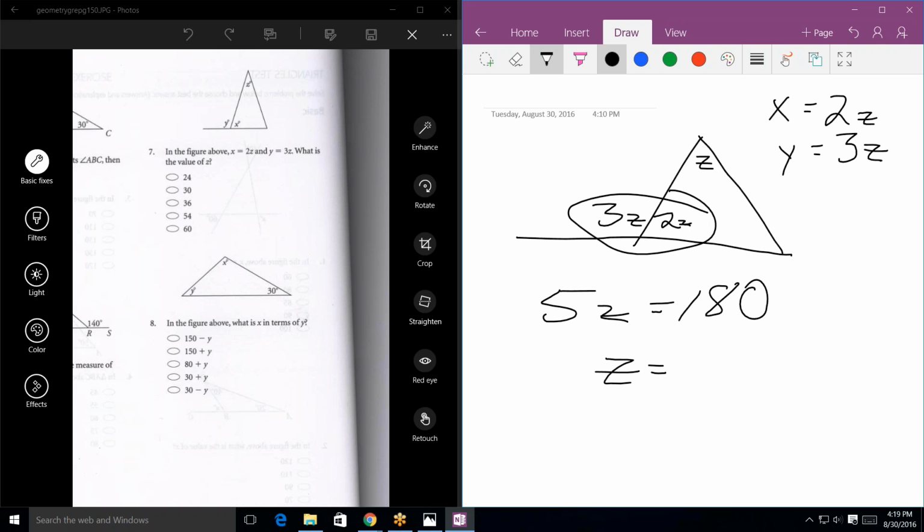So then I would divide by 5, and I would get... I'm drawing a blank right now for some reason. I've written the answer on there. Oh, 36. Okay. So z equals 36.